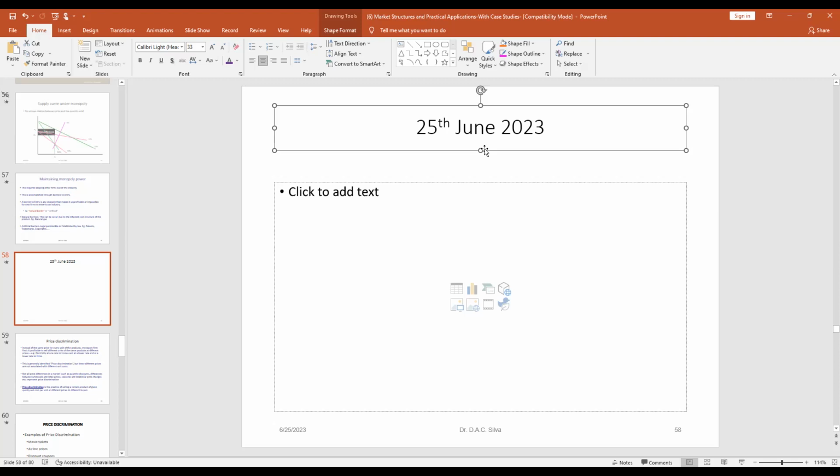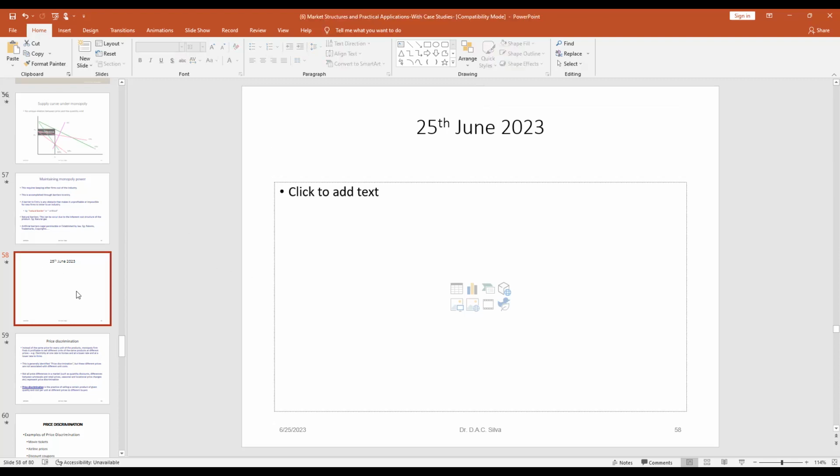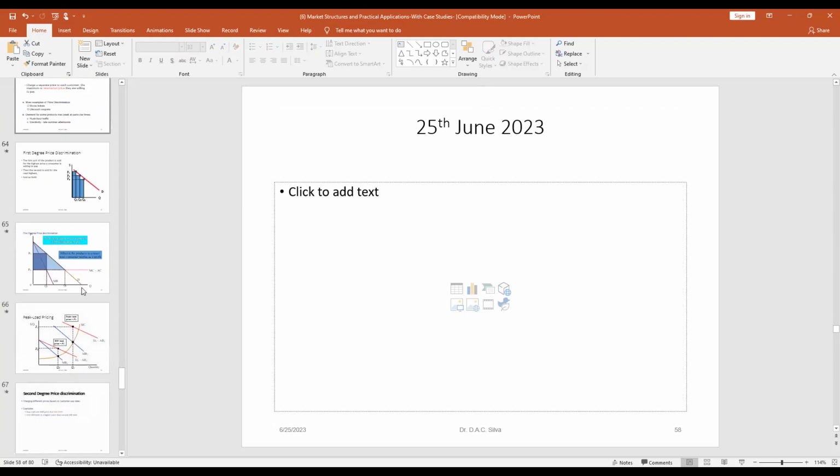This is because of two reasons. One is natural barriers. Natural barriers come because of the economies of scale. The other one is artificial barriers created by patents and government regulations. So this is the end of our lectures today, and next week we are going to start price discrimination.